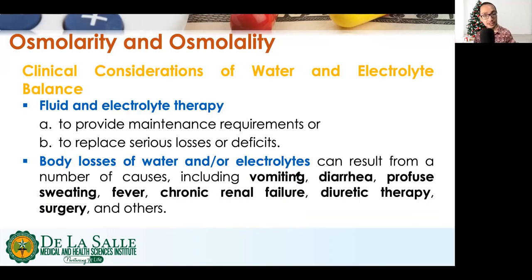And now, these are the occasions where you need fluid and electrolyte therapy, no? And it's to provide maintenance requirements and to replace serious losses or deficits, which can actually happen when you have the following conditions like vomiting, diarrhea, profuse sweating, fever, chronic renal failure, or diuretic therapy, surgery, among others. Okay. For example, if you are a burn patient and you have trauma, meron kang severe burning of the skin, okay, you will also have excessive loss of water. Okay, and so that's one condition where fluid and electrolyte therapy is indicated.